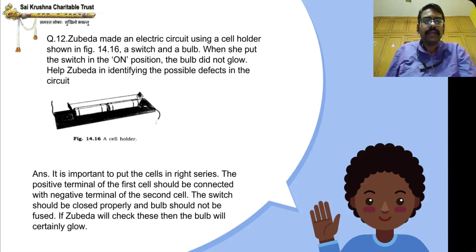So what should Zubeda do? The positive terminal of the first cell should be connected with the negative terminal of the second cell. The switch should be closed properly. The bulb should not be fused. If Zubeda checks these, then the bulb will certainly glow.